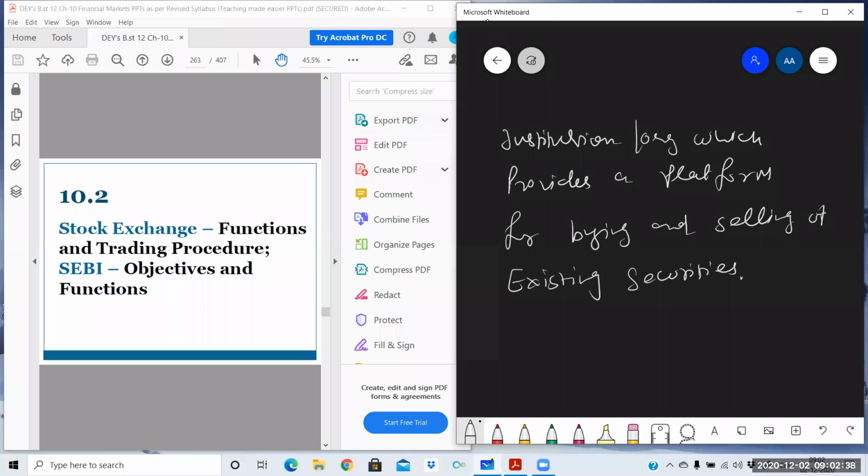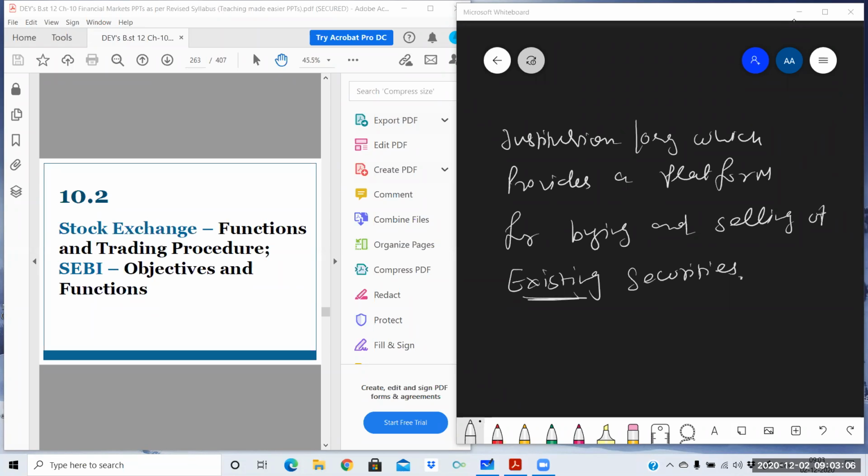Existing securities. So focus on the word existing. Existing means the securities which are already sold by the companies. Stock exchange never creates securities. Through stock exchange, new securities cannot be issued. Only the existing securities are bought and sold. So basically, it helps in buying and selling only.